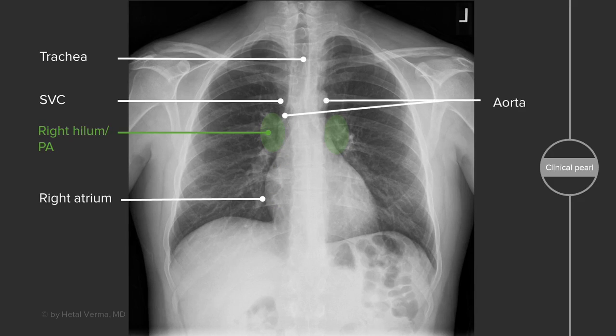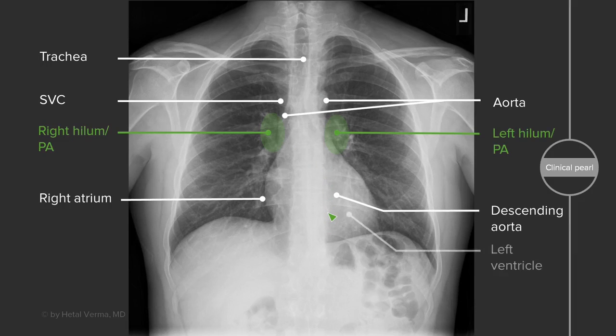You can see the aorta. You can see a portion of the ascending aorta, as well as a portion of the descending aorta on a chest radiograph. Again, this is the left hilum, and a portion of the pulmonary artery is also present there. And here you can see behind the heart a shadow of the descending aorta. The entire left heart border represents the left ventricle.